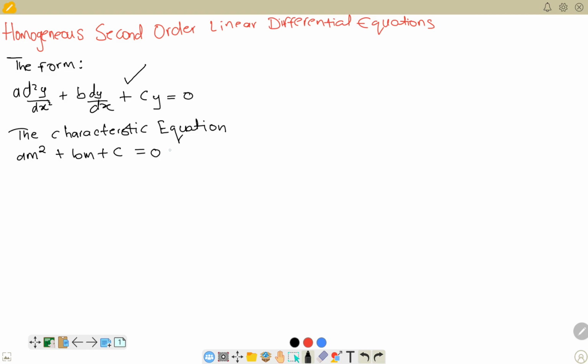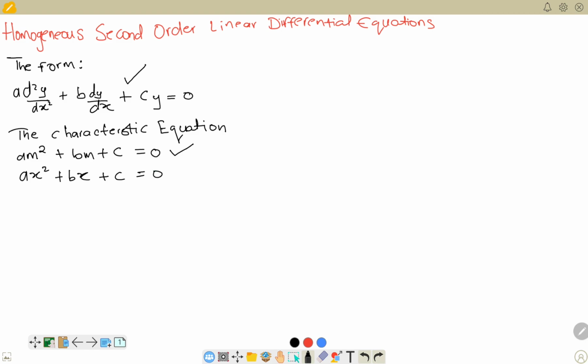first of all, you need to change it into a characteristic equation where the second derivative now is replaced with m squared and the first derivative is replaced by m, and we do not have y anymore, but we only have its coefficient, which is c, and a and b are still there as coefficients of m squared and m respectively. So we can see that this characteristic equation actually resembles a quadratic trinomial.